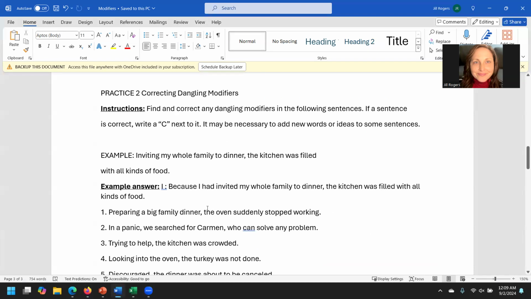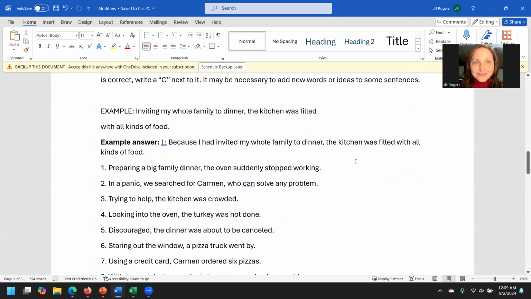Okay, so if you take a look at, remember some of these might be right. Let's take a look. Preparing a big family dinner, the oven stopped working. So what do you think? Do you think this is incorrect? Preparing a big family dinner, the oven suddenly stopped working. I guess the oven is not preparing a big family dinner.